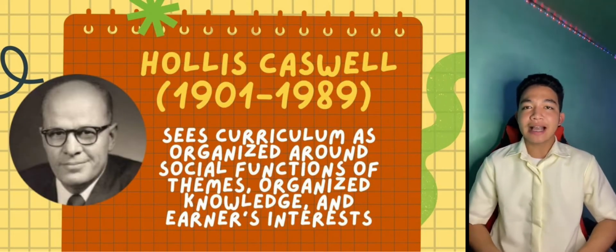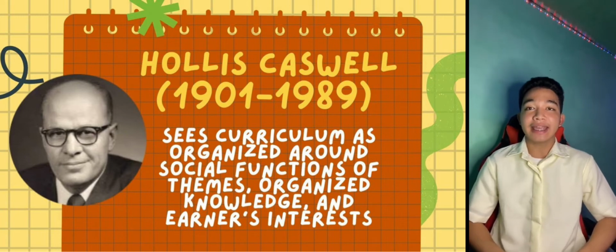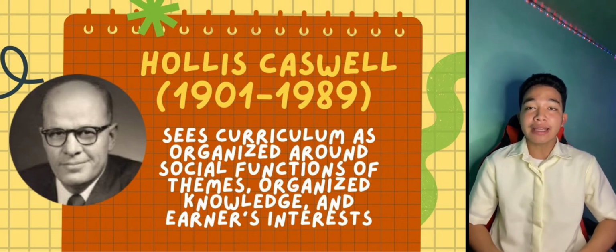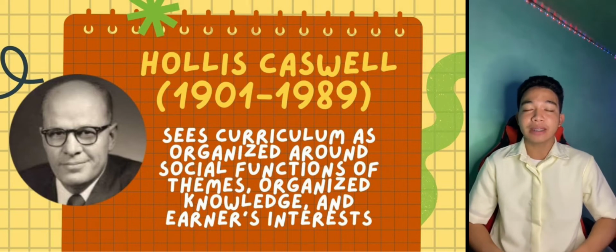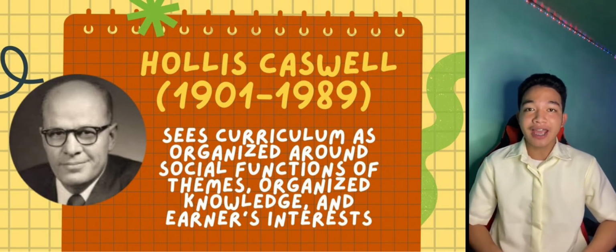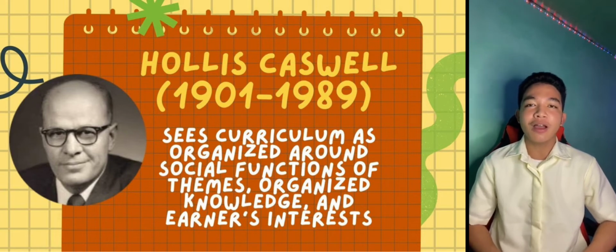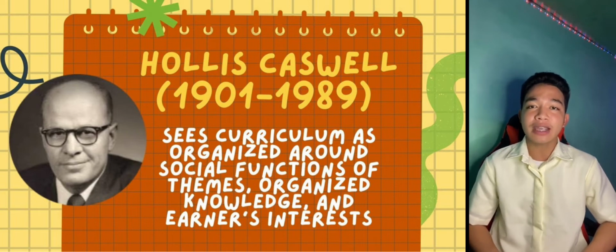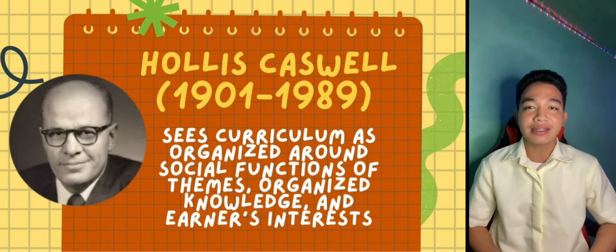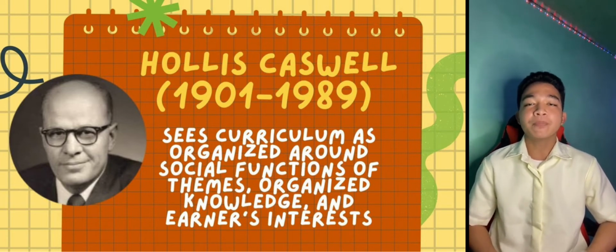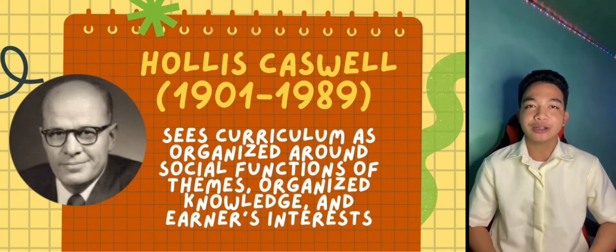Next is Hollis Caswell, 1901-1989. He sees curriculum as organized around social functions of themes, organized knowledge, and learners' interest. In the years after World War II, Dr. Caswell opposed efforts to develop a standard national curriculum for public schools, arguing instead for more differentiation in teaching methods. He called for strengthening university centers that influence curricula and teacher training.